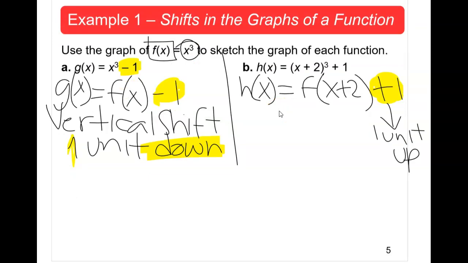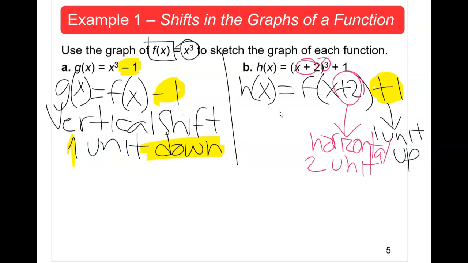And this plus 2, remember, is counterintuitive. And we know it's horizontal because it is being added directly to the x inside the parentheses, and then outside the parentheses we have the type of function, the third power, the cubic function. So this is horizontal. That's how we distinguish vertical from horizontal. So it's going to be 2 units. And remember, if you see a plus, we actually want to move to the left.